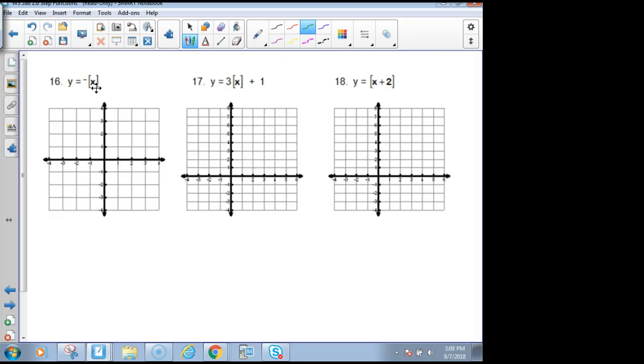All right, 16. The negative is going to make the steps go down. That's it. All right, so if you're starting with 0, and when you get to 1, you have your open hole, you're going to drop down to -1. This should be a really fast one for us to graph.